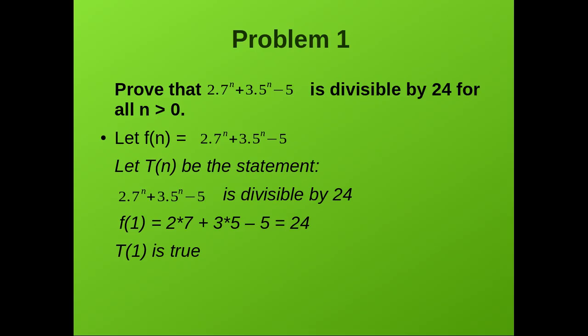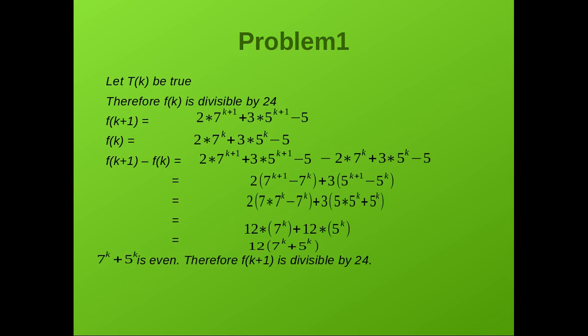Now we have f1 to be 24, therefore T1 is true because 24 is always divisible by 24. Now let Tk be true for any value of k, and therefore the expression fk, 2 into 7 to the power k plus 3 into 5 to the power k minus 5, is divisible by 24. We have to prove that fk plus 1, that is 2 into 7 to the power k plus 1 plus 3 into 5 to the power k plus 1 minus 5, is divisible by 24.